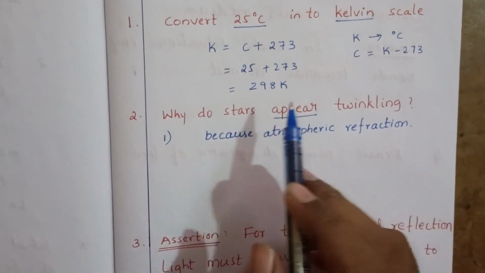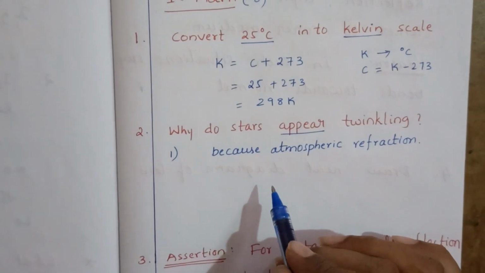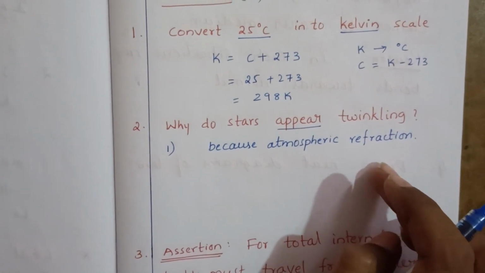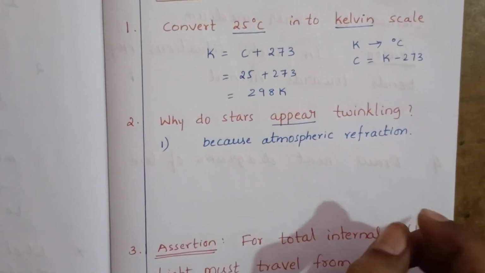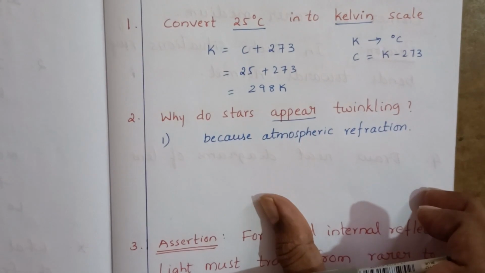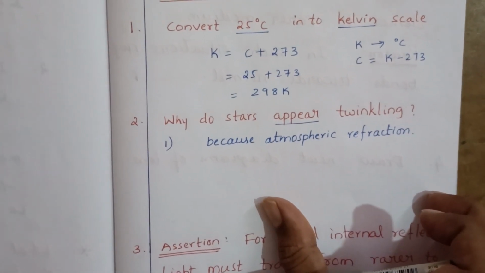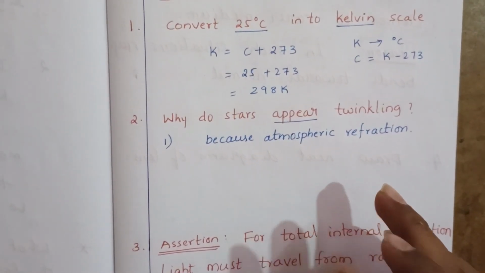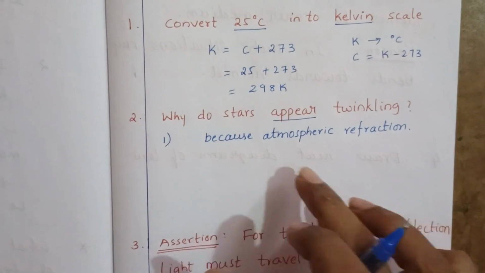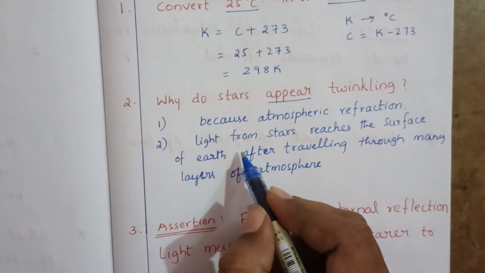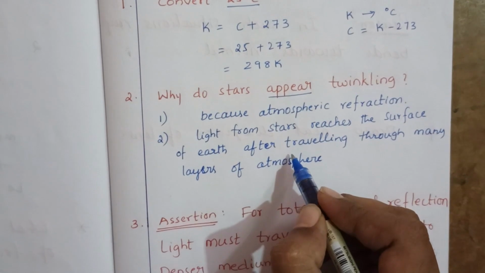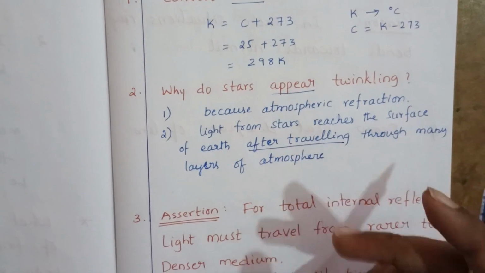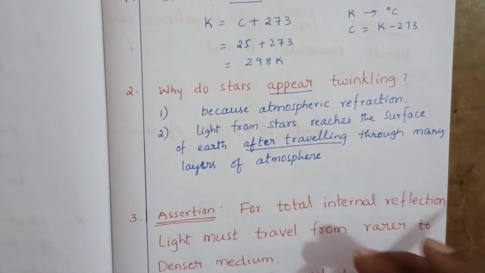If this question is asked for 1 mark, writing because of atmospheric refraction is enough. Sometimes if they ask this question for 2 marks, we should learn still more. The light from the stars reaches the surface of earth after traveling through many layers of atmosphere.